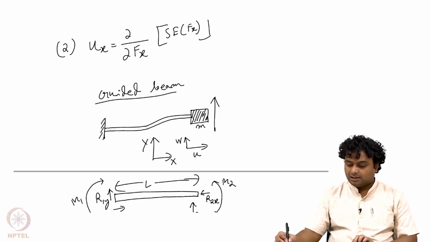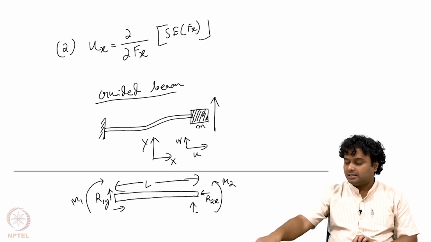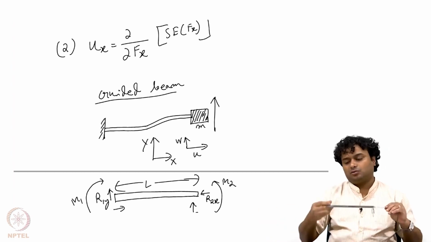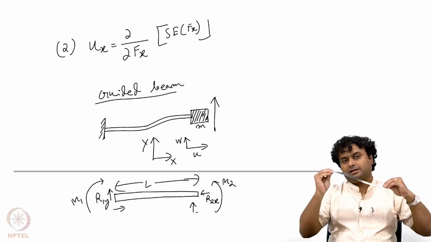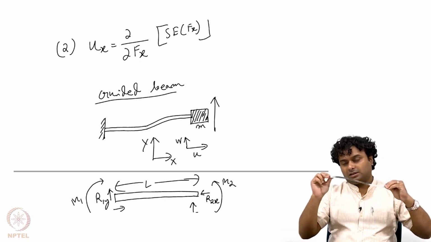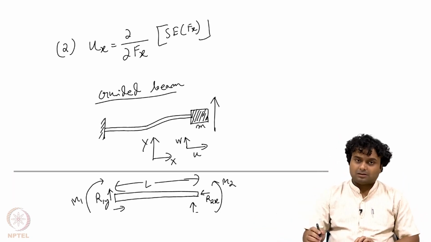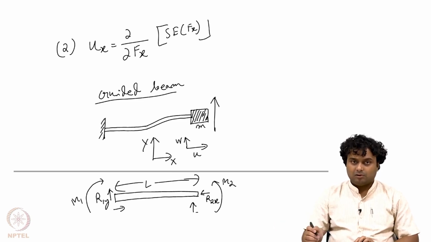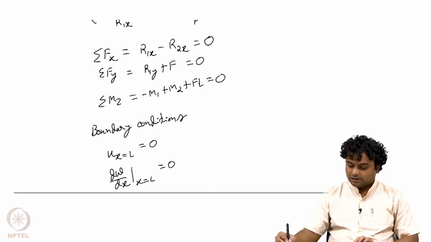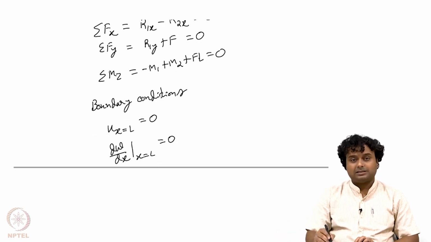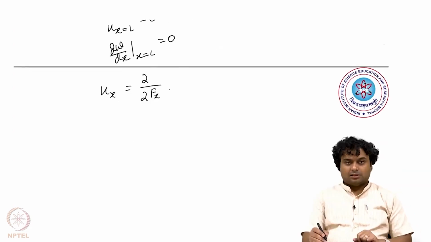Another thing is, as this is a guided beam, there is no rotation. Guided beam, no rotation means there is also no slope. In the y direction the deflection is w, so what is the slope in that direction? It is dw/dx, and dw/dx at x equal to L will be 0. These are two boundary equations. Now we see what we get from these boundary equations in terms of Castigliano's theorem.